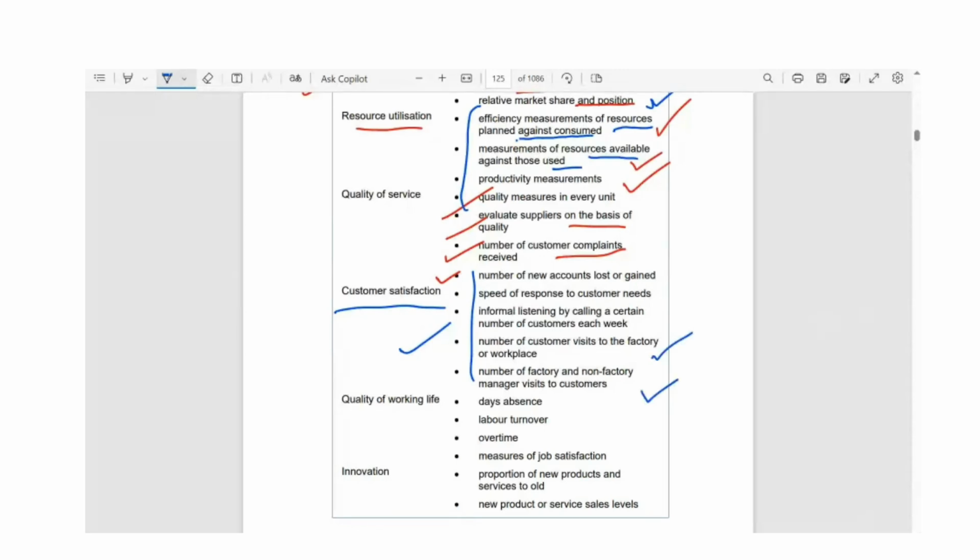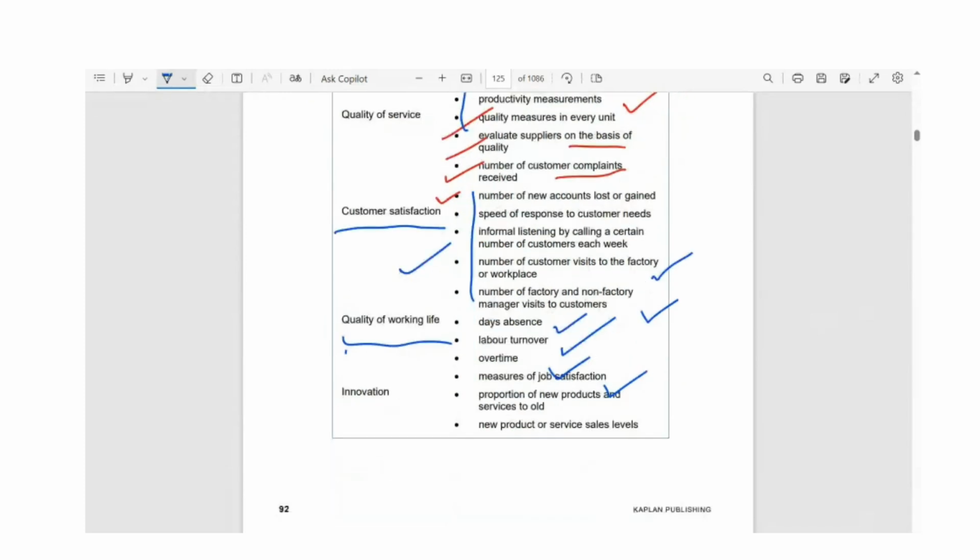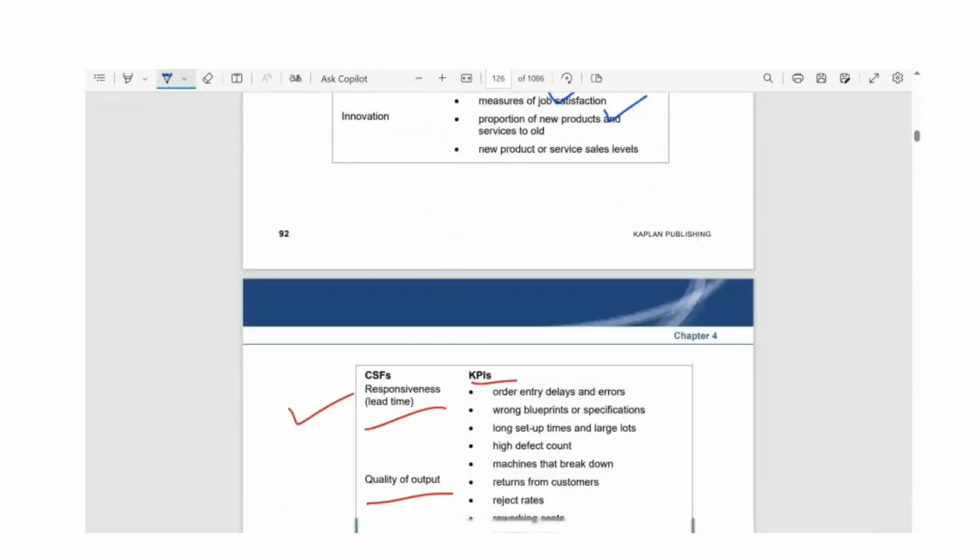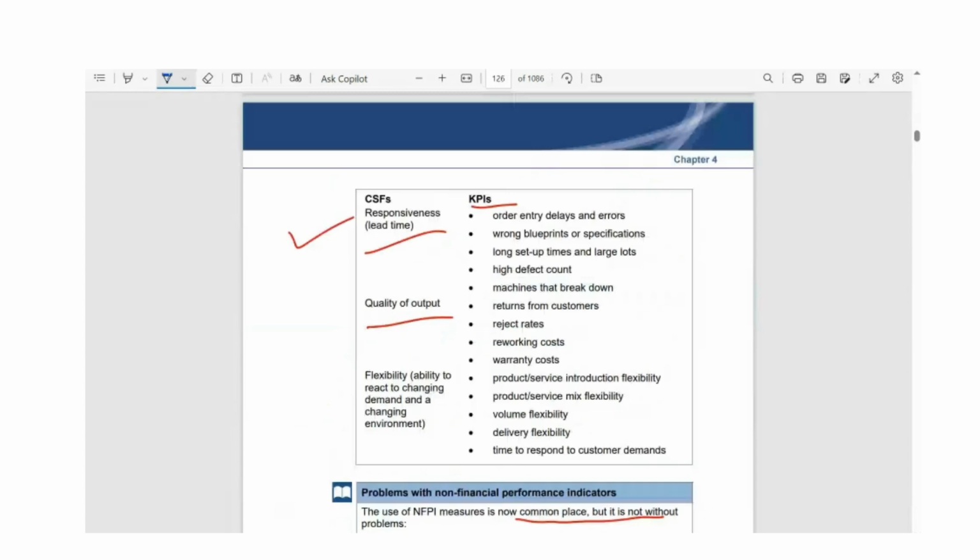Number of factory and non-factory manager visits to the customer. Quality of work life: days of absence, labor turnover, overtime. These are normal points which students need to know at SBL level. Then the key KPIs for responsiveness, lead time, and quality of output. These are easy, so you just go through them and you will understand.